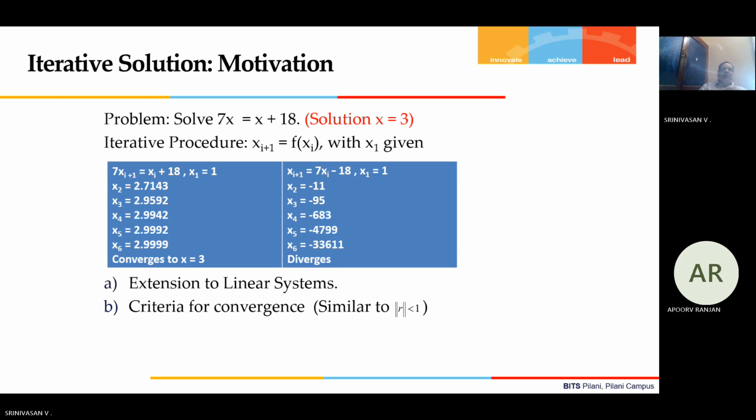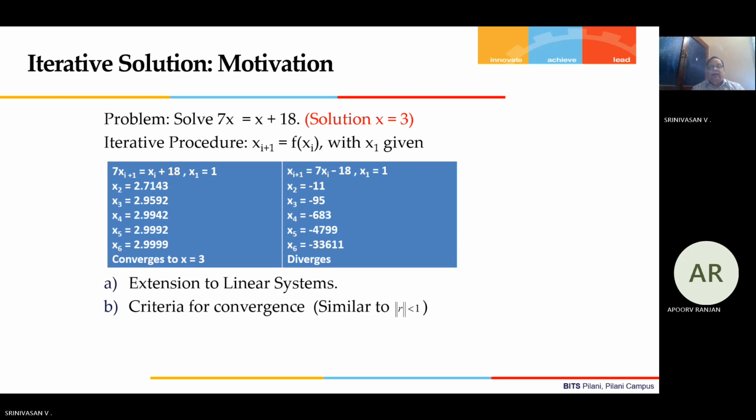Therefore, your x3 will be 20.7143 divided by 7. You get 2.9592. The next term, 2.9942. Look at the way the convergence goes about. X5, 2.9992 and X6, 2.9999. And you can stop. It is converging to x equal to 3. Isn't that right? So that is the original solution, exact solution, or true solution, whatever way you call it.